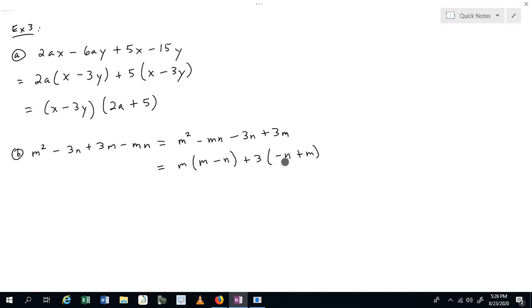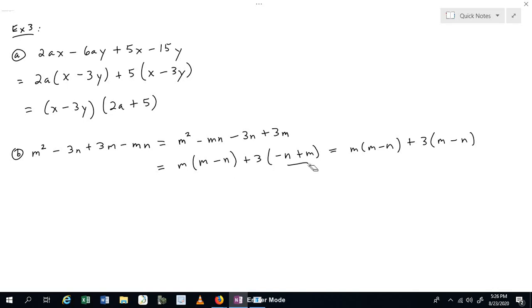Now notice 3 times negative n is negative 3n, right? So if I pull a 3 out of this, I am left with a negative n. Now at first glance, these don't appear to be exactly the same, but they really are, because you can rearrange the order of this. The order doesn't matter here, so I'm going to rewrite that in a different order. So this is really, if you change the order, a positive m, and then minus n. So there's no reason you can't write it in that order. It's the same thing.